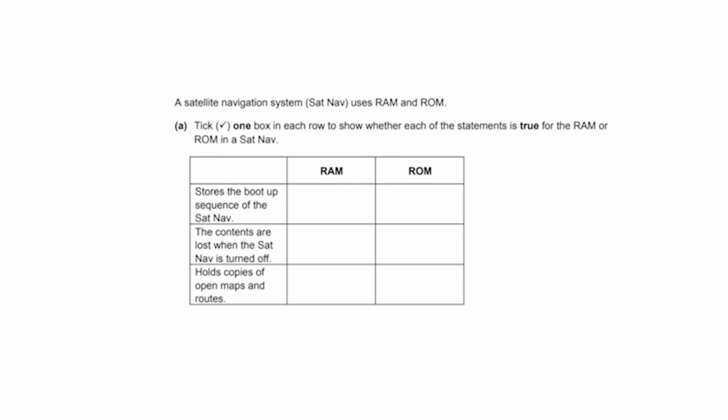For this second question it says that a sat-nav uses RAM and ROM. Tick one box in each row to show whether each of the statements is true for the RAM or the ROM in the sat-nav. So the first one says it stores the boot sequence of the sat-nav, so hopefully from today's lesson we should know that ROM stores the boot sequence. The second part says the contents are lost when the sat-nav is turned off, so we should know that RAM is volatile and ROM is non-volatile, so the answer to that one is RAM. And then the last one says holds copies of open maps and routes, so we should know that RAM stores anything that is currently in use, so that one again is RAM.